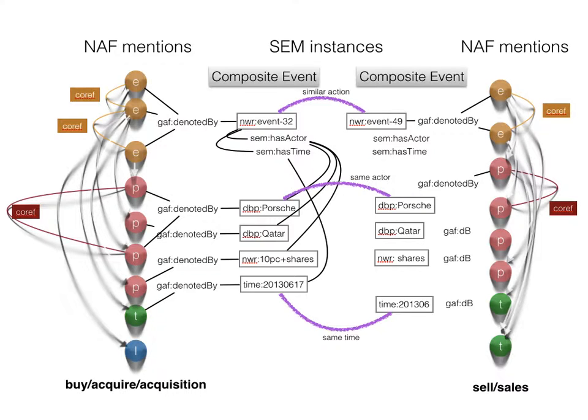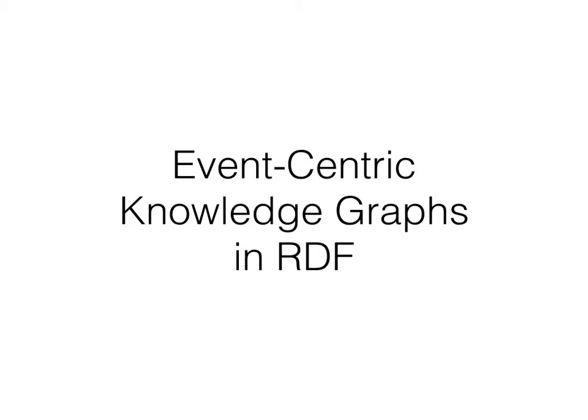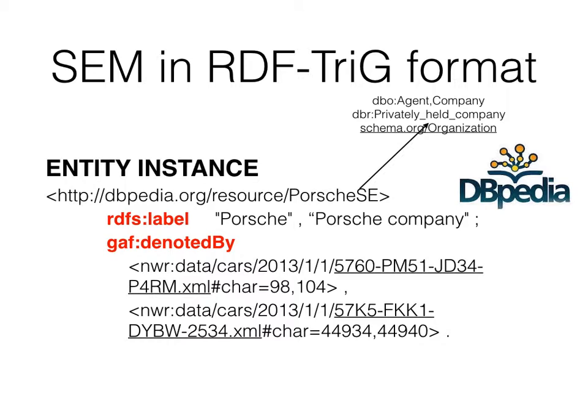If identity is established, we merge the composite event structures into a new structure with a single unique URI for the event and deduplicate the information they share and further aggregate the information they add. The result of IDAP is an event-centric knowledge graph aggregated over many different sources. In the next slide we show how the result is represented in RDF TriG.